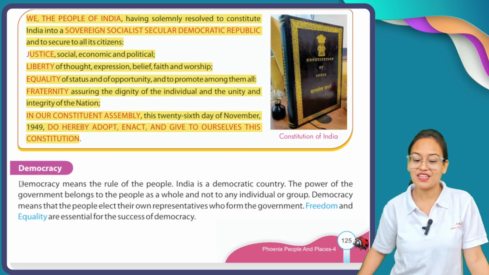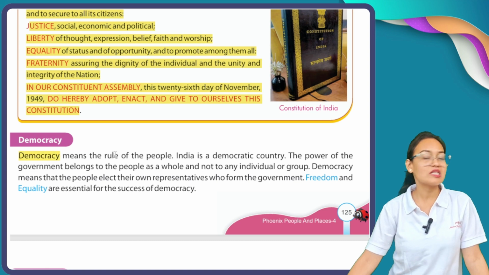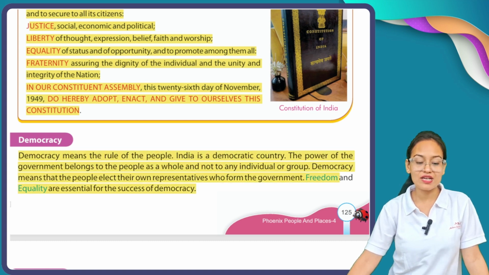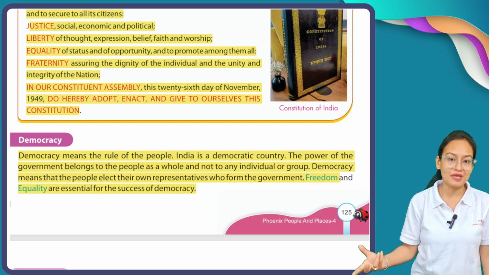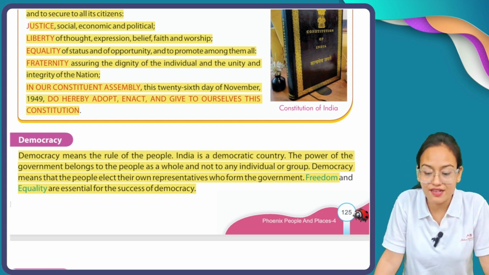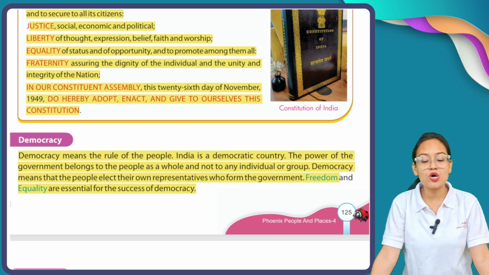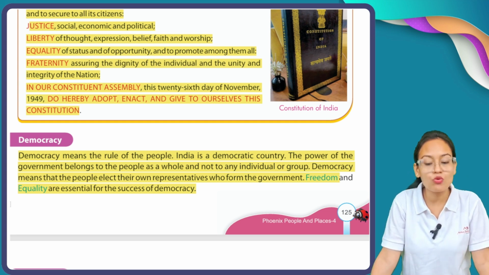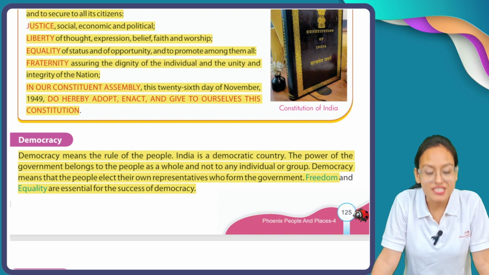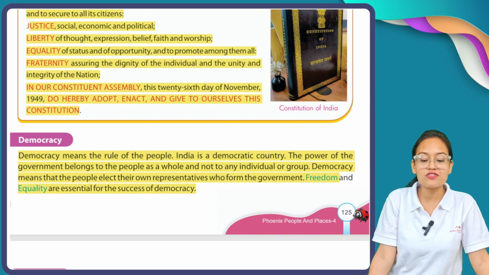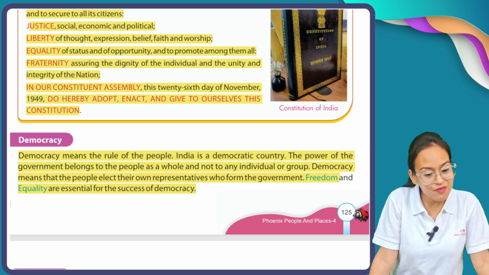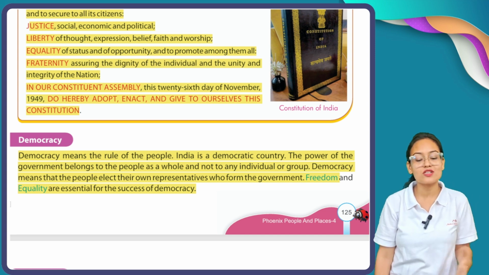Okay, now democracy. What is the meaning of democracy? Here you can see, democracy means rule of the people. India is a democratic country. The power of the government belongs to the people as a whole and not to any individual or group. Democracy means that the people elect their own representatives who form the government. Freedom and equality are essential for the success of democracy.